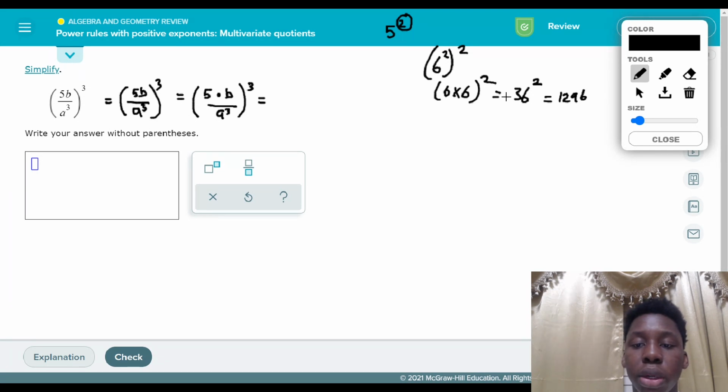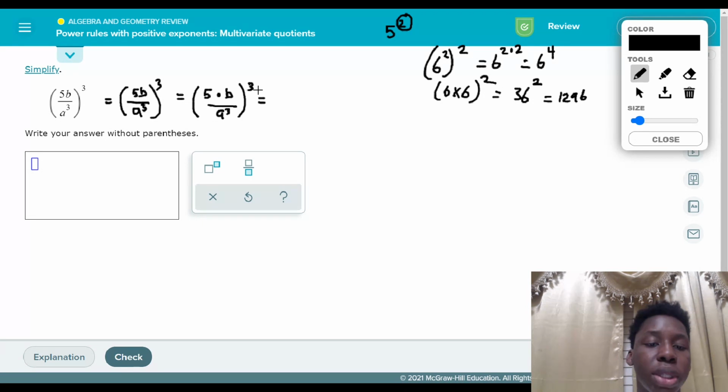A simpler approach, instead of saying 6 times 6 and then squaring whatever that is, is to just multiply the powers, because we are aware that there's a power inside of another power. This square here is inside of this 2 outside. So we can just say 6 to the power 2 times 2, and 2 times 2 equals 4. So it's basically 6 to the power of 4.